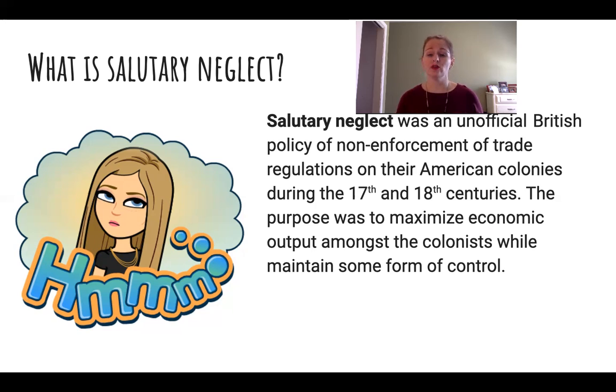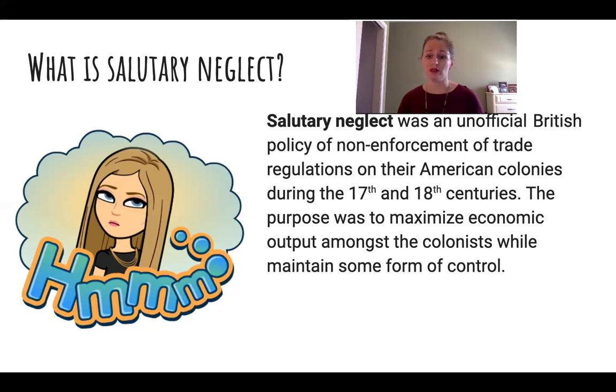Salutary neglect was when the British unofficially, it's not like they ever wrote this down on paper, would create laws but then just not enforce them, especially the trade restrictions that were in place. According to the laws of Britain, the colonies were only allowed to trade with the British. They weren't supposed to be trading with Spain or France during the 17th and 18th centuries. However, there wasn't really any enforcement of that, and this trade still kept happening, and the British just turned a blind eye, acted like they didn't see it, and allowed it to continue.